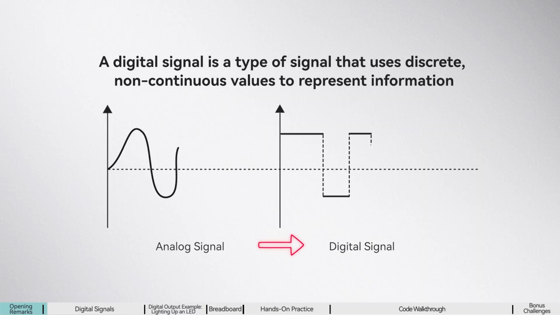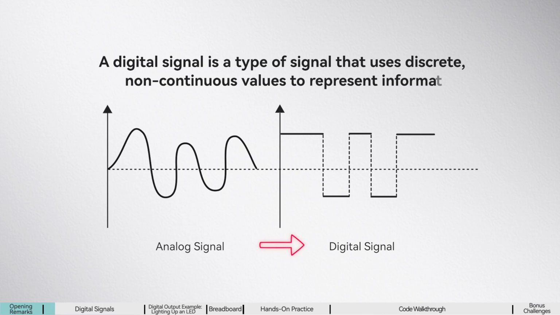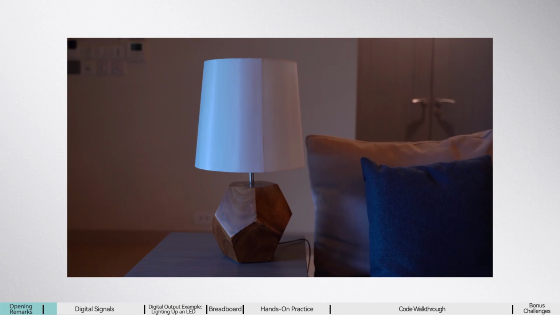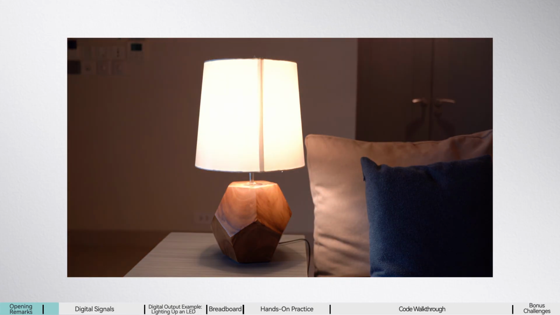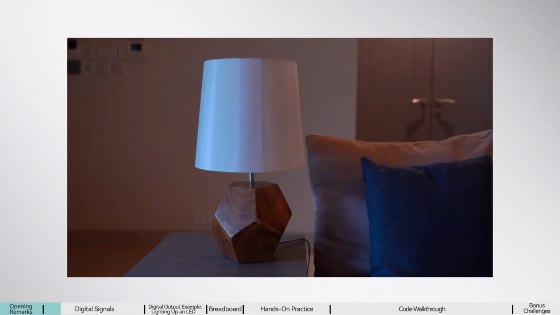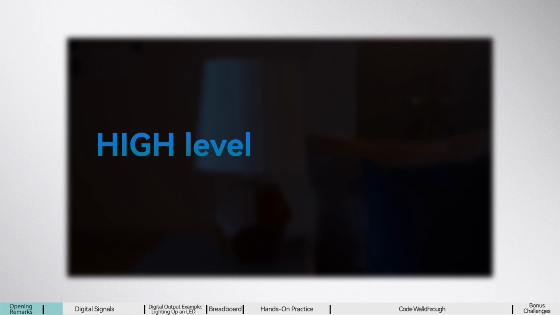In professional terms, a digital signal is a type of signal that uses discrete, non-continuous values to represent information. In the world of electronics, the most common digital signal is a binary signal, which has only two distinct states, much like a light switch in a room, either on or off. These two states are referred to as high level and low level.